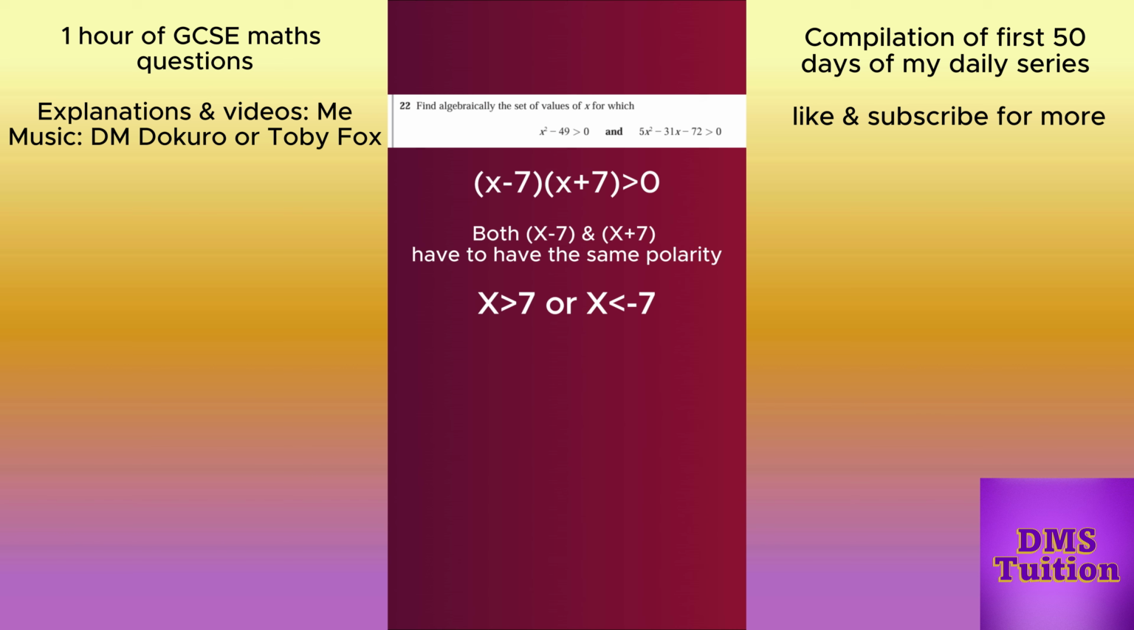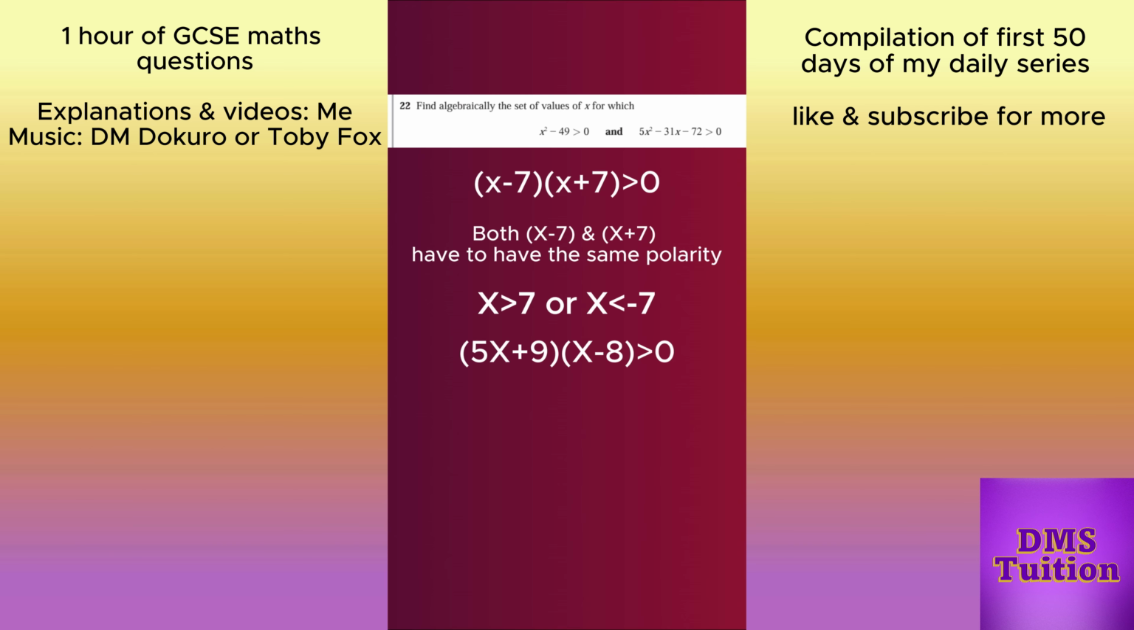Then moving on to the second inequality, 5x squared minus 31x minus 72 is greater than 0. You can do this in multiple ways. You could either factorise it, however this is a paper 2, so you could use the quadratic equation. Let's go with the factorisation, since we can use the same method we did last time. Factorising it, we get (5x plus 9)(x minus 8) is greater than 0.